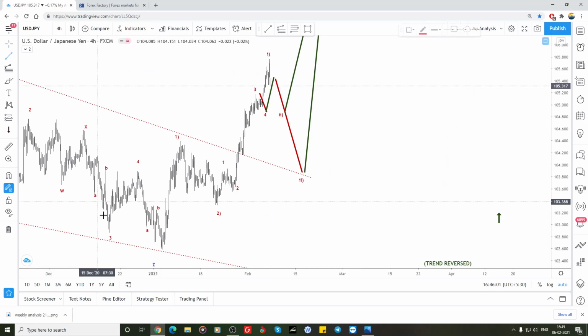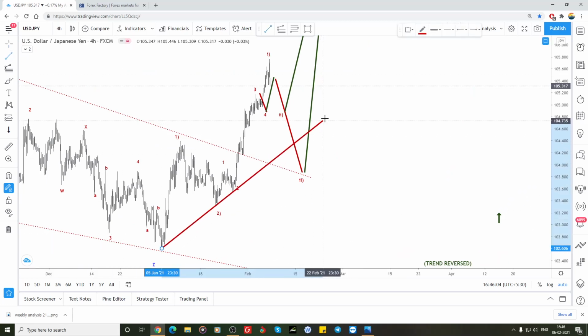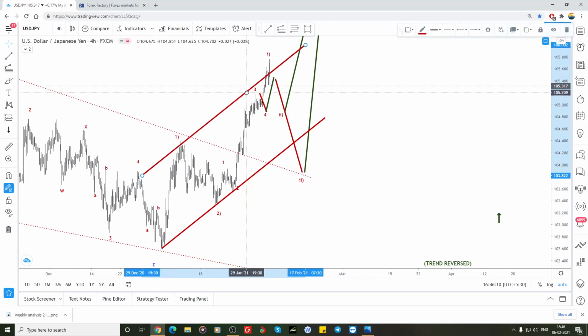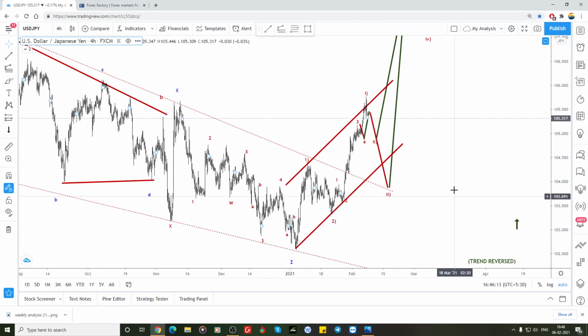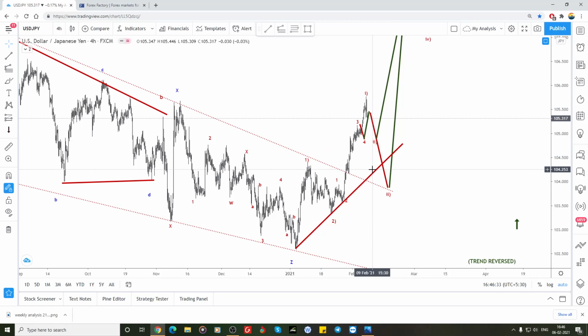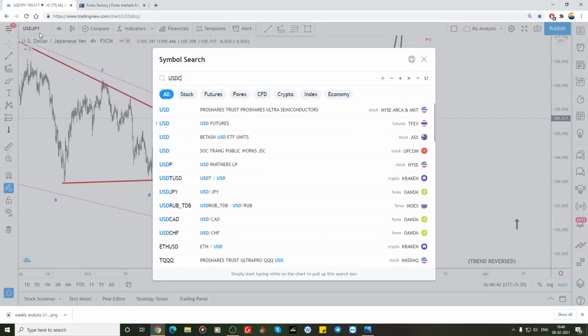So for reference, you can make this a channel here, and clone that, make this as a channel. Whether it breaks this channel, it's fine, and if it is struggling from here, it can take support as this, but don't trade according to this trend line. If it hits and you buy again, don't; count the wave formation. I'm just explaining that the channel could be like this. So now you are going to USD CHF.